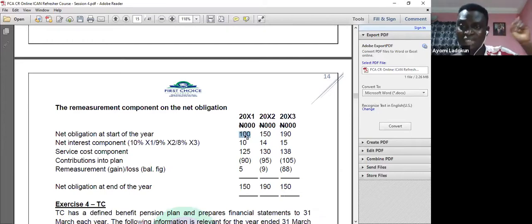And it said net interest component for 20x1 is 10%. So if you do 10% of 100, you have 10. And the net interest component for 20x2 is 9%. I don't have my calculator here, I could have tried to confirm those figures, but you can do that by hand. So do 9% of 150, you should have 14. And of course 8% of 190, you should have 15. So that's it.